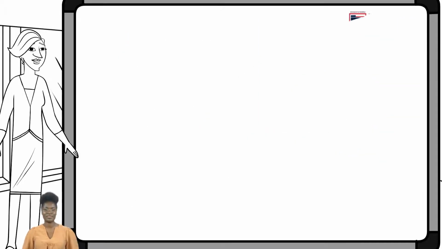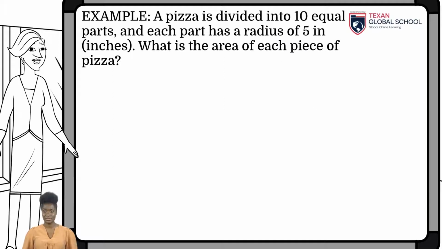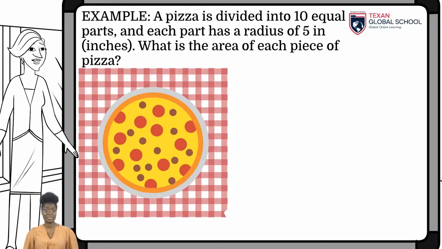We will now solve the following real-life problem. The first thing we must do is the problem statement with a drawing. This helps to visualize the data and to be able to propose the tools for its solution. A pizza is divided into 10 equal parts. Each part has a radius of 5 inches. What is the area of each piece of pizza?